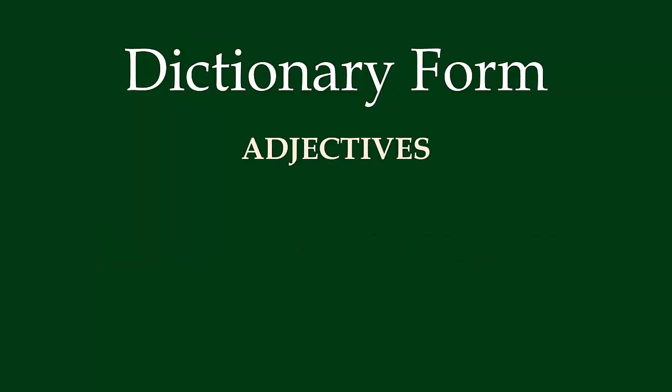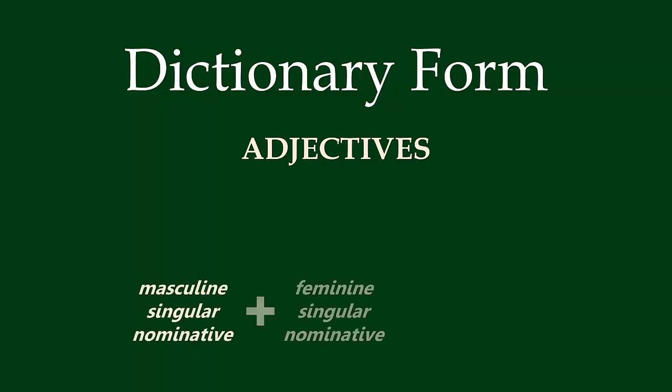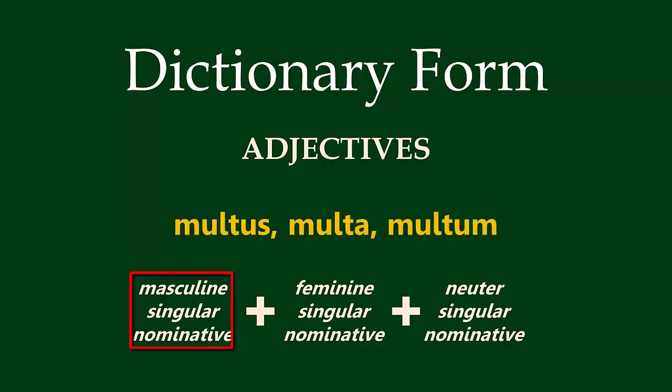We're talking about adjectives. Okay, so what's the proper dictionary form for adjectives? For first, second declension adjectives, in order to place them in dictionary form, you are going to write down the 3 singular nominative forms of the adjectives. In other words, in order to write the correct dictionary form, you have to write out the masculine singular nominative, the feminine singular nominative, and the neuter singular nominative. So if we take multus as our example, the correct dictionary form would be multus, multa, multum.